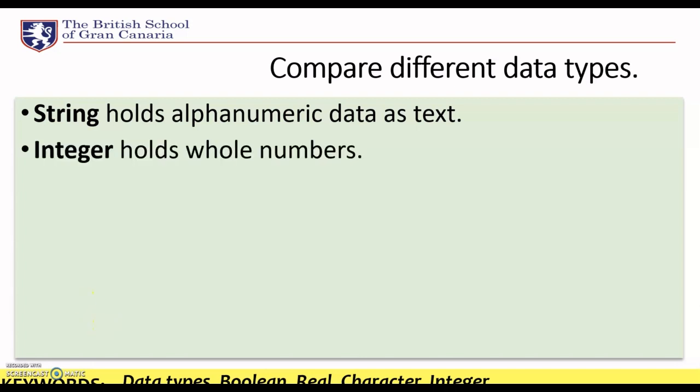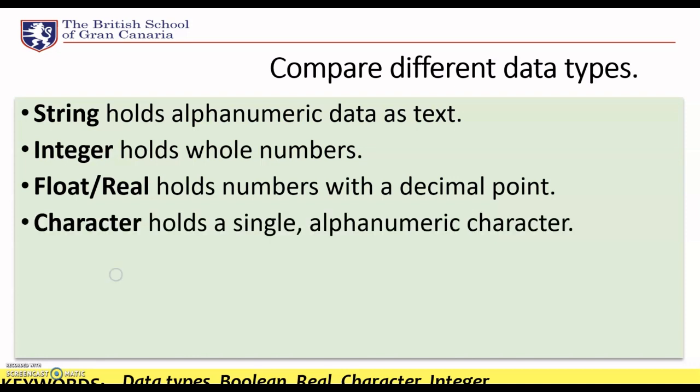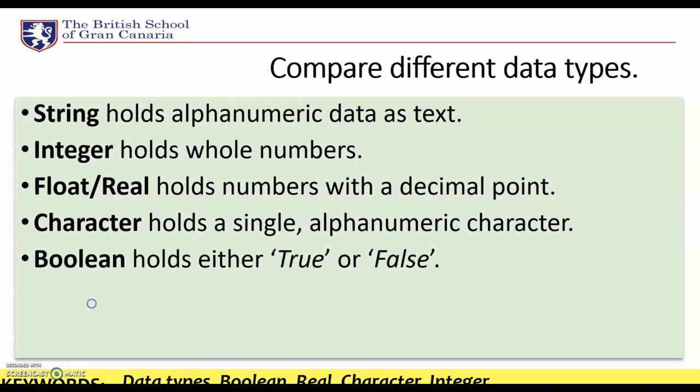An integer will hold whole numbers, and this will allow us to make calculations. If you put numbers in strings, we cannot make any calculations. Then we've got the float or the real. These hold the numbers with the decimal points. This can be, for example, if you're talking about money. Then we've got the character, and they hold a single alphanumeric character. The Boolean will either hold true or false, yes, no, male, female, that kind of thing.